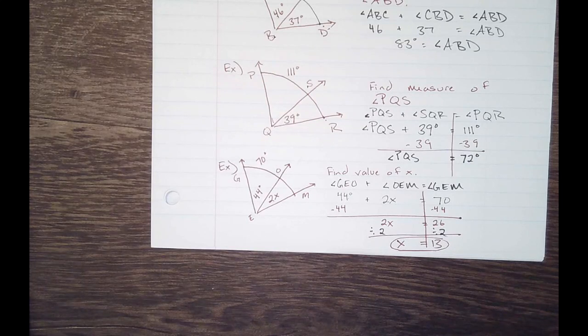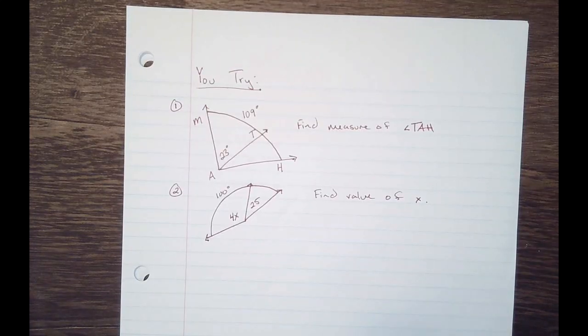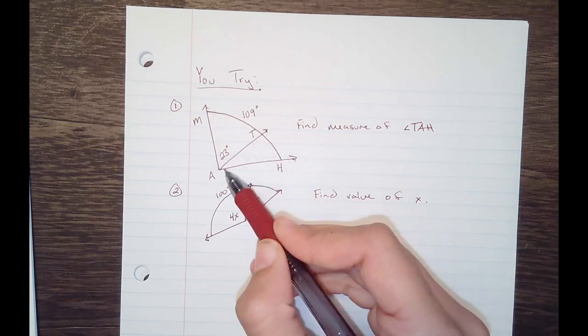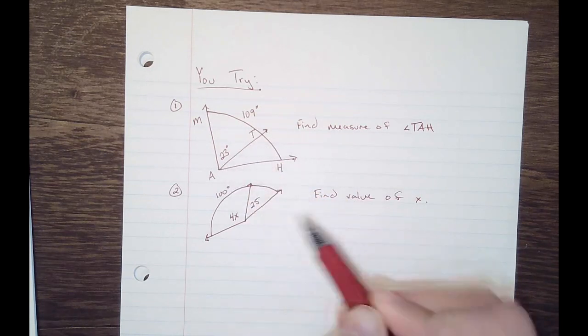Okay, so now what I want you to do is go ahead and pause this video, copy down these two examples, and I want you, for number 1, to try and find the measure of angle TAH, which is right here. For number 2, I want you to find the value of x. So go ahead and pause this video and try these two examples. When you're done, you can hit play, and I'll have the answer screen.